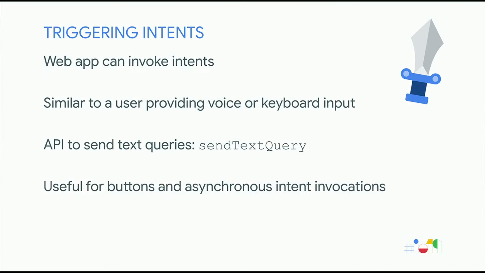OK, so now we know how to get data and state information from fulfillment to the web app, but there actually is also a way for the web app to invoke intents. This is very similar to the user talking to the device. So the user provides voice or keyboard input, right? Then it invokes an intent. But now we have an API to do the same thing. You can do this programmatically. And the API is called sendTextQuery. Again, you use our assistant canvas instance to call that API. This is very useful in your custom GUI for handling buttons, or even doing asynchronous intent invocations, which wasn't possible up until now.